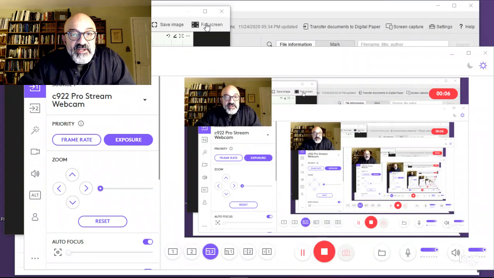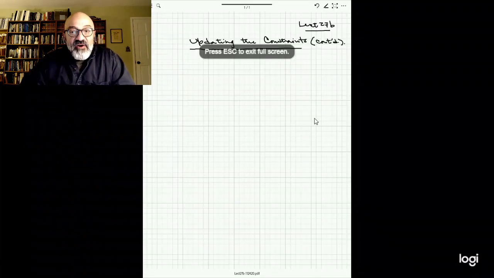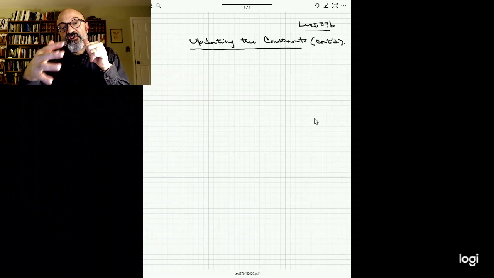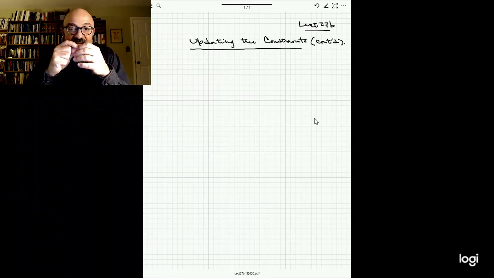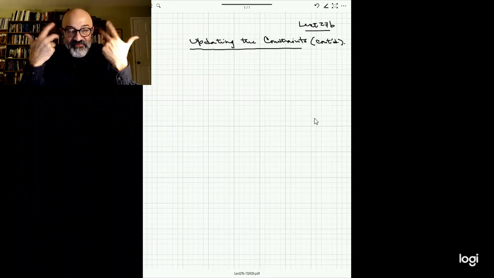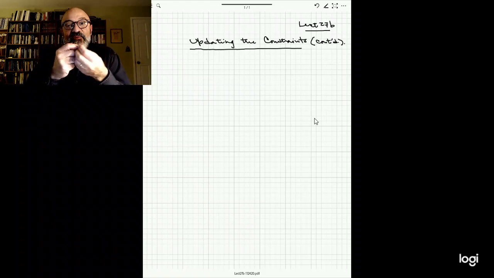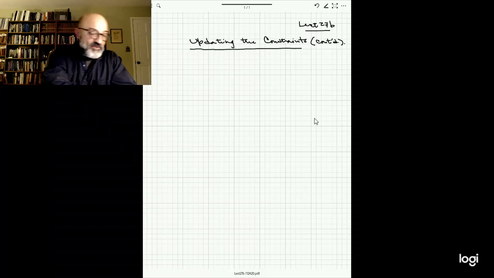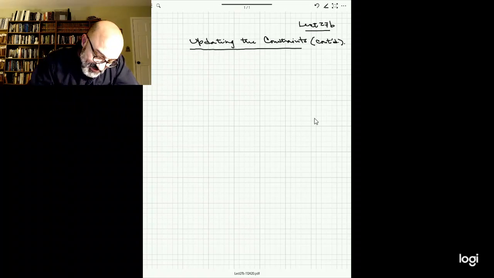Welcome back. In the last segment, we were discussing how we update the constraints. Given the constraint, we can find how the probability distribution changes, how rho changes. But now, in order to have a fully dynamical theory, we would like to be able to update the constraints themselves. And we figured out how to do that.